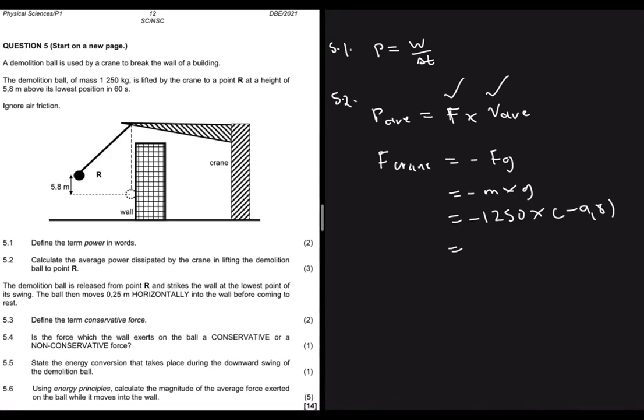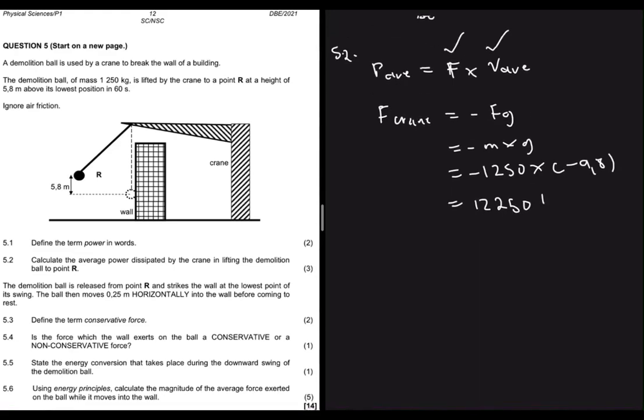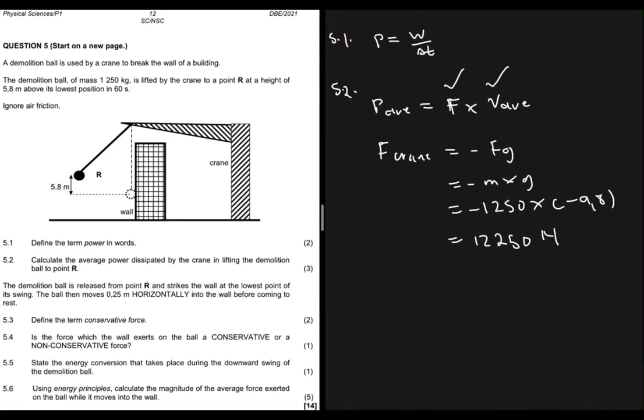1250 multiplied by 9.8, that is 12,250 newtons, right? And then now what's left is velocity average.